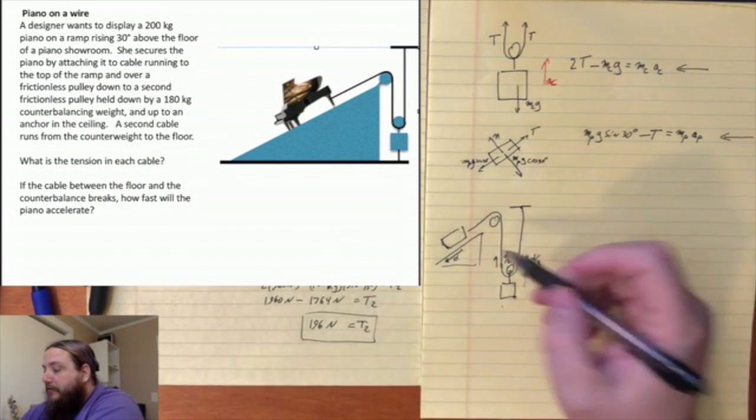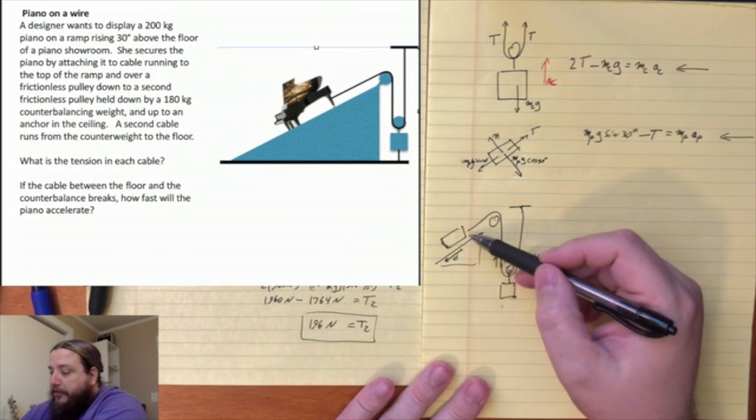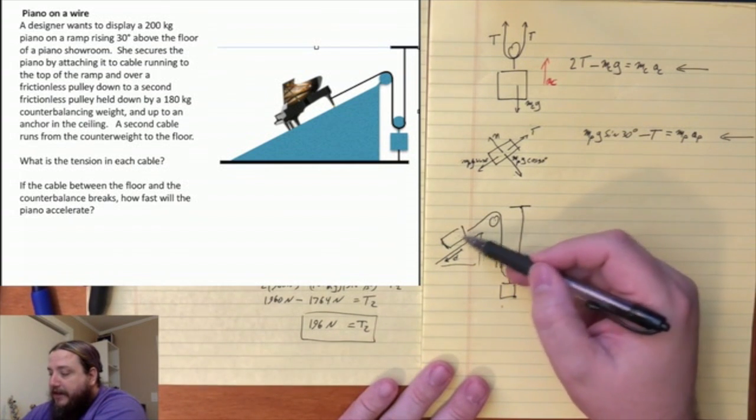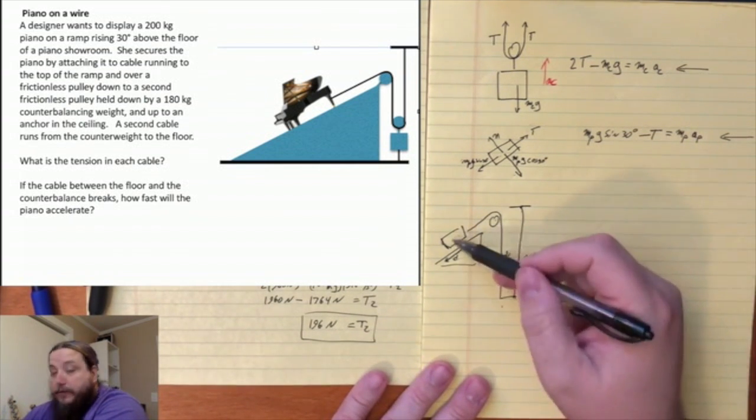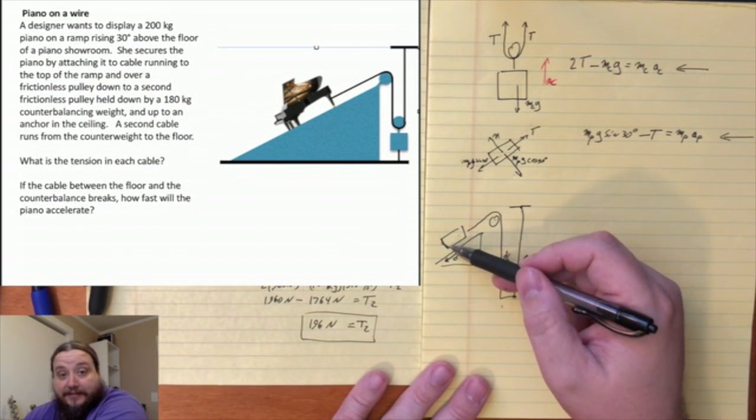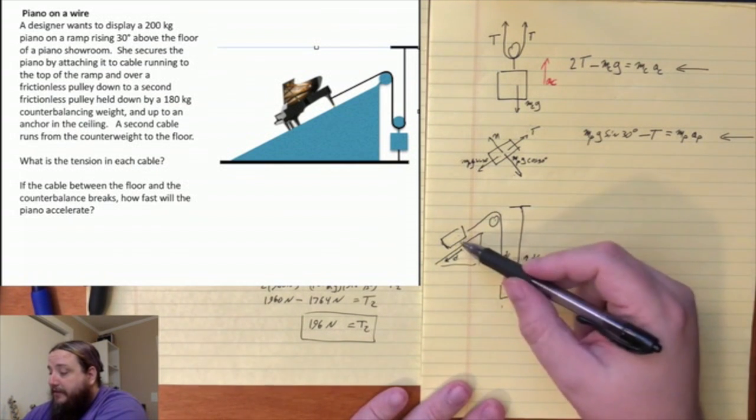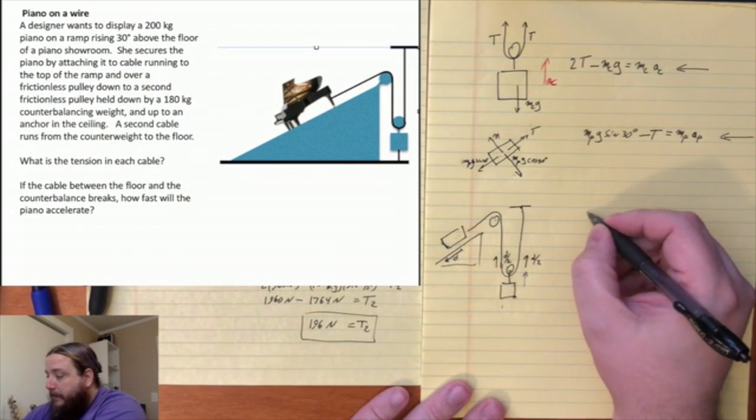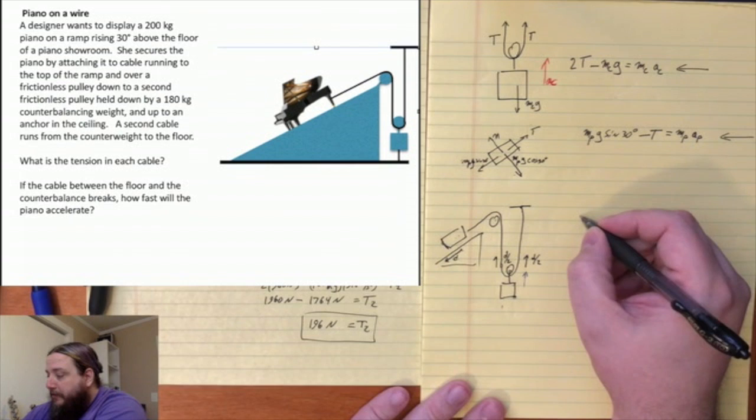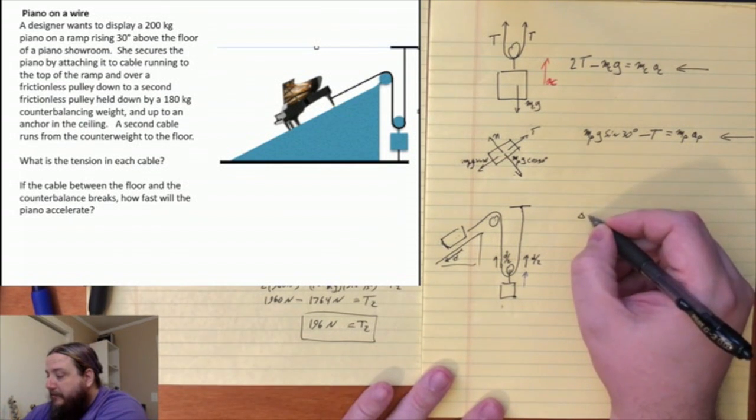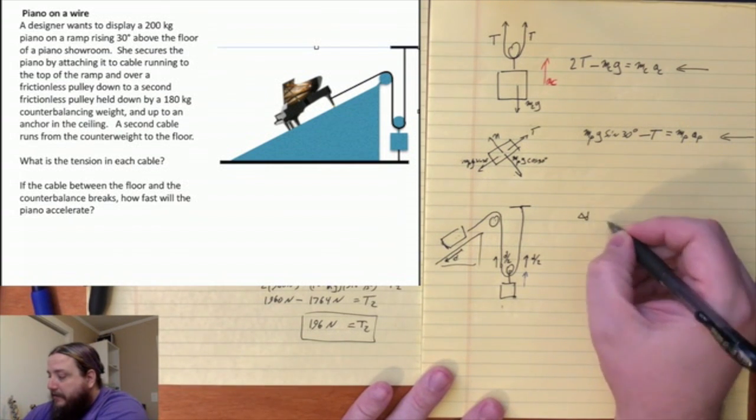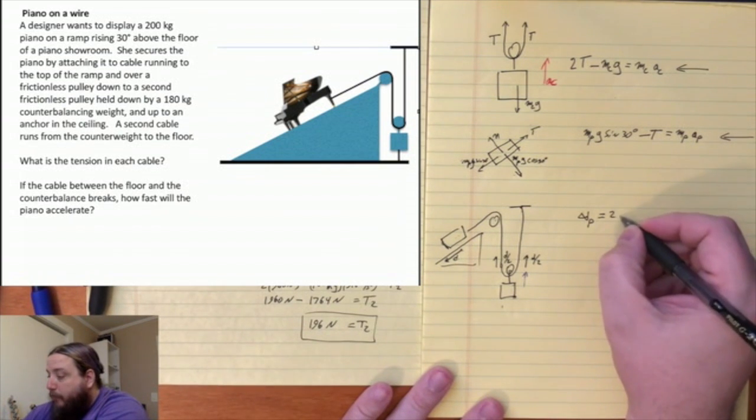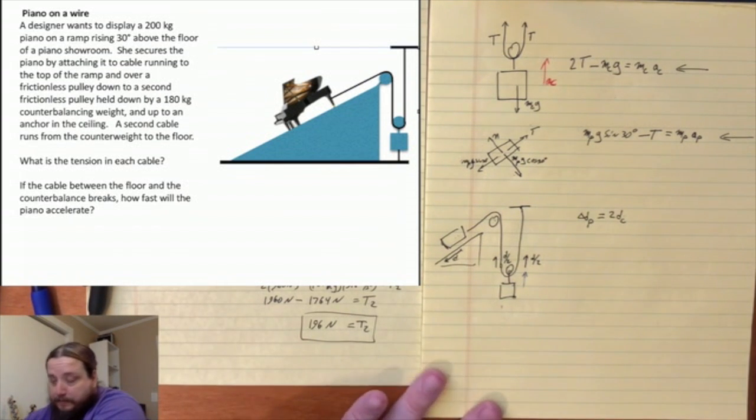What this means is that the counterweight only moves half the distance that the piano does. So the displacement of the piano is twice the displacement of the counterweight.